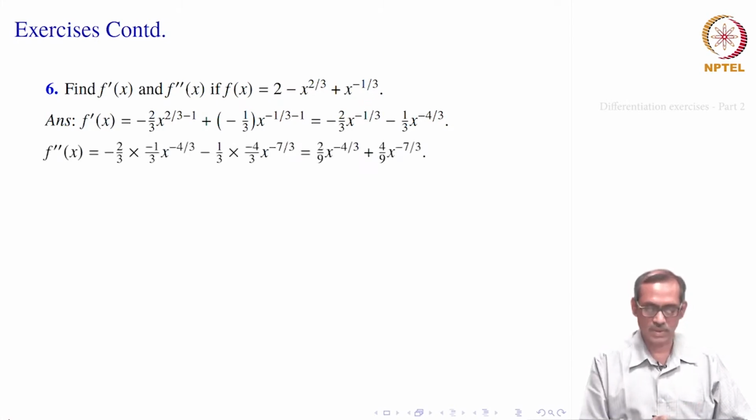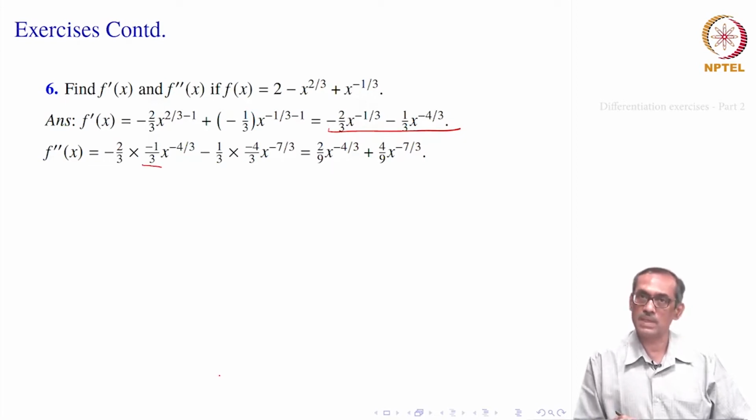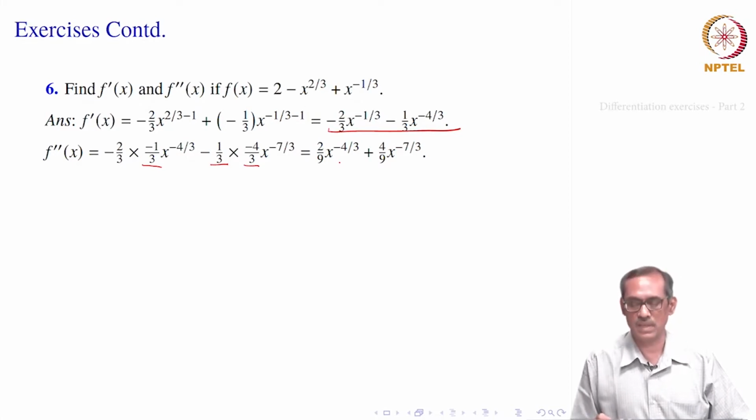Then once more we have to differentiate. So, we proceed from this place. It is minus 2/3 as a constant remains and minus 1/3, so that gives a minus 1/3 into x to the power minus 1/3 minus 1, which is minus 4/3. And the next factor is minus 1/3 into minus 4/3 into x to the power minus 4/3 minus 1, which is minus 7/3. So, that is how it looks now, and simplification gives 2/9 x to the power minus 4/3 plus 4/9 x to the power minus 7/3.